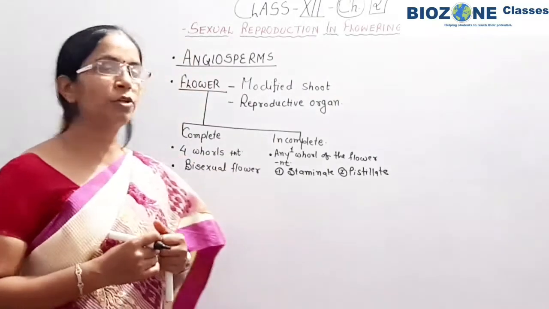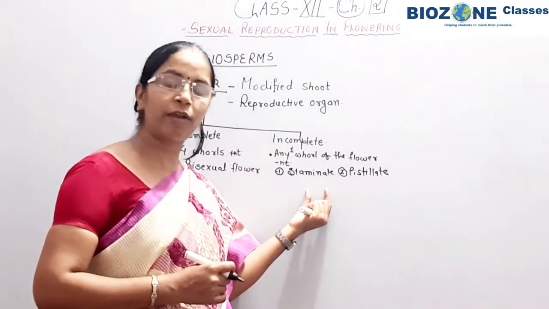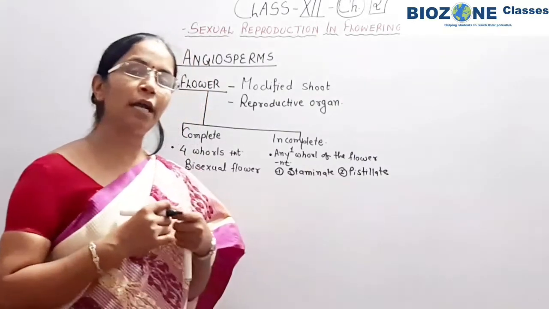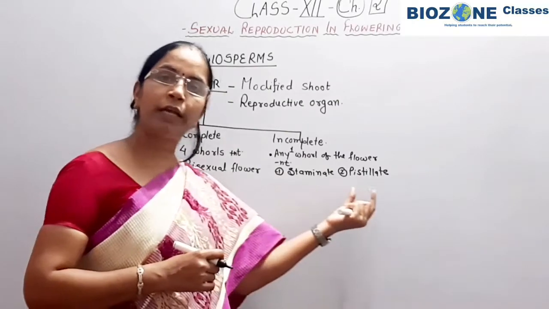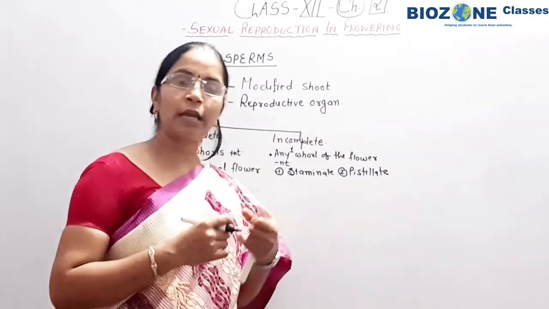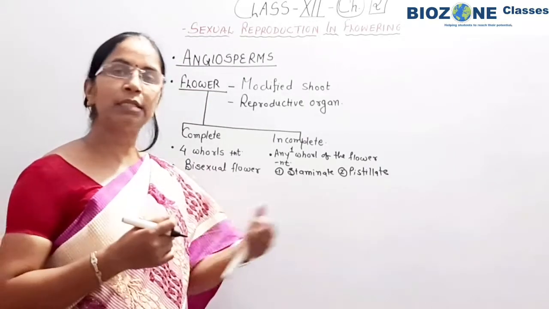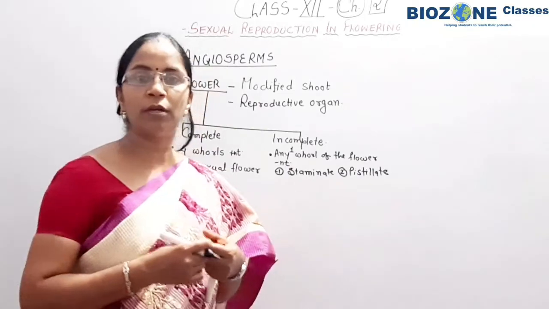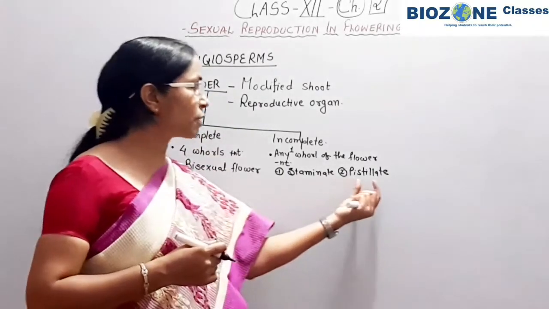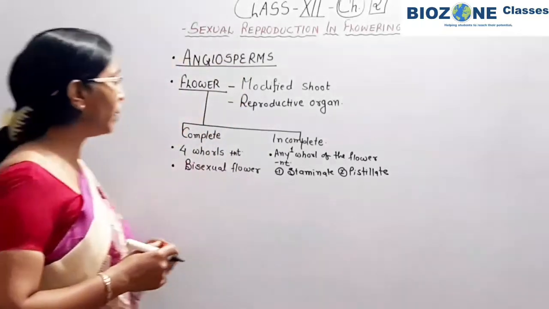But a question is generally asked: which whorl is absent in a staminate flower? Remember, the gynoecium or pistil is absent in a staminate flower, whereas in a pistillate flower, calyx, corolla and pistils are present. That means the stamens or androecium, the third whorl of the flower, is completely absent in a pistillate flower. So remember this part.